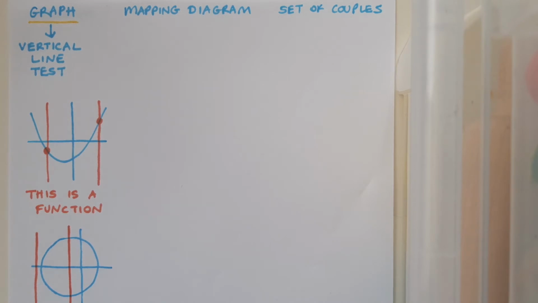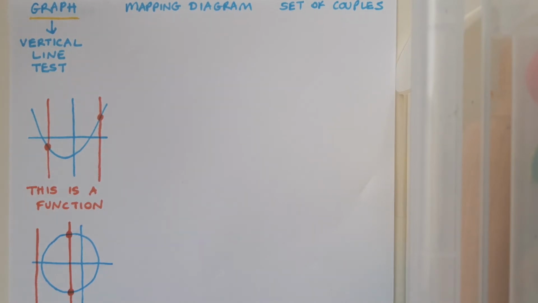Here I've drawn another vertical line. This vertical line meets the curve in two places. Now that's a problem. Once a vertical line can cross through the graph in two different places, that straight away tells me that this is not a function.